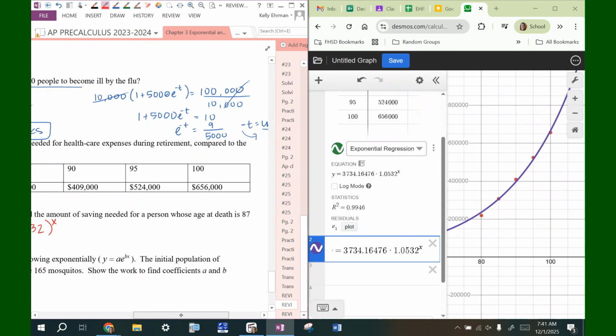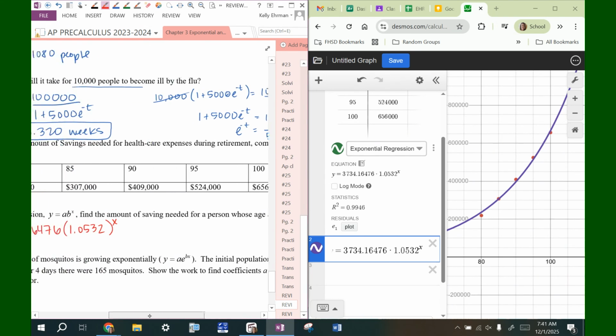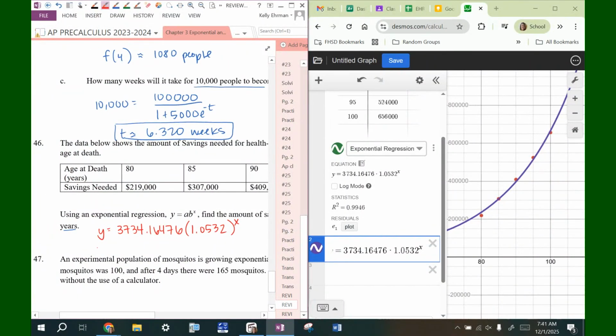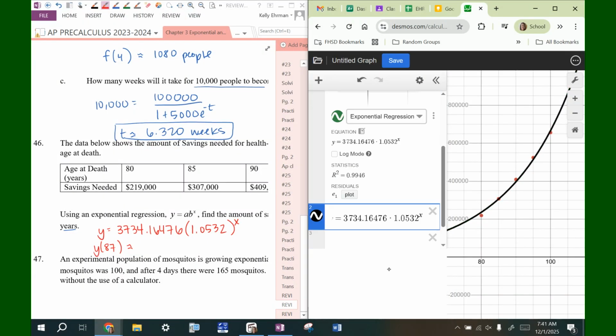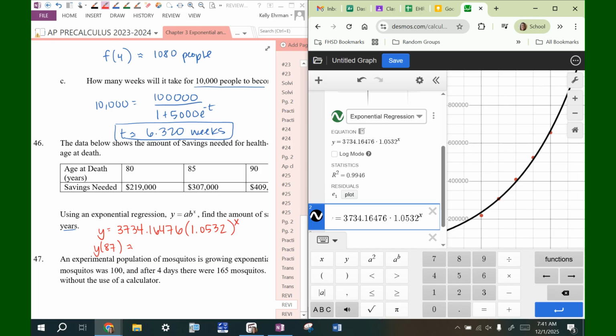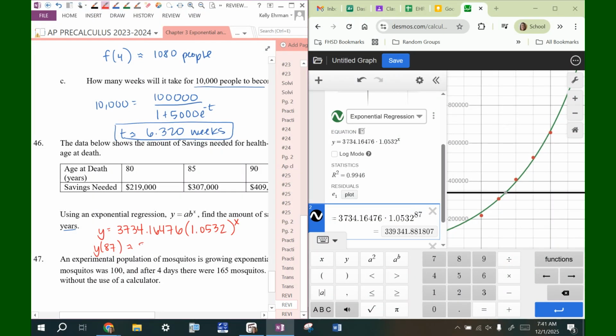And this is saying how much savings will be needed for someone whose age of death is 87 years. So that's plugging in 87 for x. So I'm just going to go up here and erase the x and put in an 87. And so this is a dollar amount, 339,341.88.